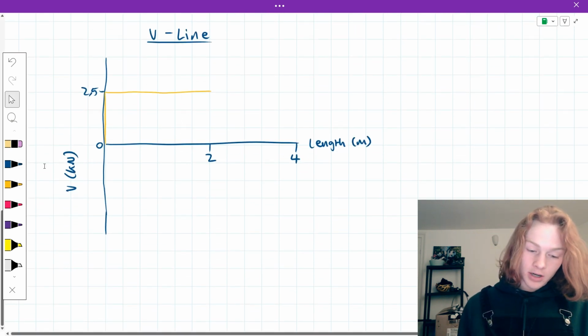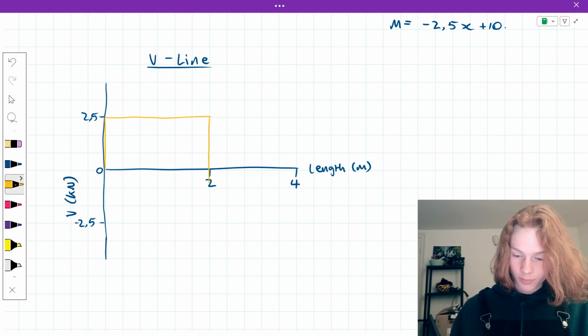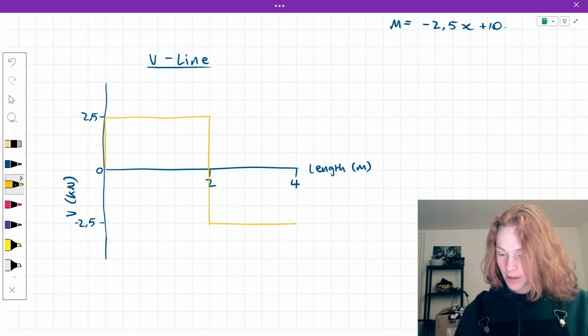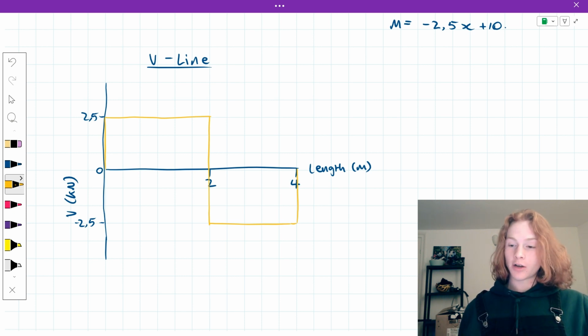So we can put on our axes minus 2.5, and then if we just bring this all the way down, and then this is between 2 and 4, and then we're finished and we can go back up to 0. Because it's statics, we begin and end at 0, and it's that simple. We've drawn the V line already.